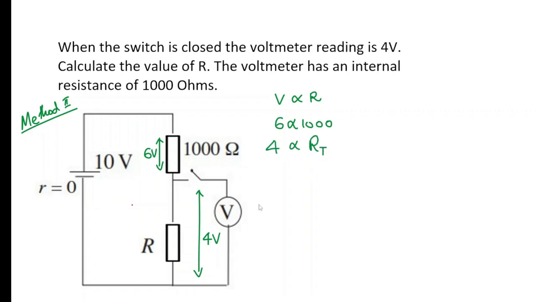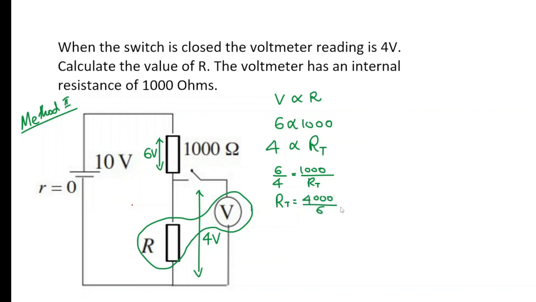So what is this R total? It is the total resistance of the bottom half of the circuit. Now I can easily work this out by just dividing them. 6 divided by 4 is equal to 1000 divided by R total. So R total is 4000 divided by 6, or 2000 divided by 3 ohms. So this is the total resistance of the bottom half of the circuit.